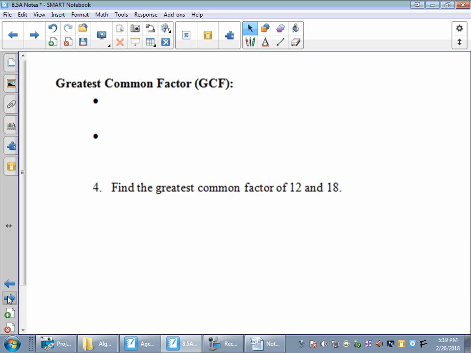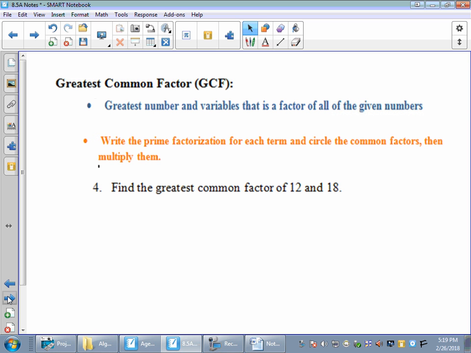However, that 6 is a very, very important number. He is what we call our greatest common factor. What are the rules for the greatest common factor, you say? Well, the greatest common factor is the greatest number, or our largest number and variables, that is a factor of all the given numbers. In order to find this, we can do exactly what we just did in exercise 3. Write the prime factorization of each term and circle the common factors. Then go ahead and multiply them.